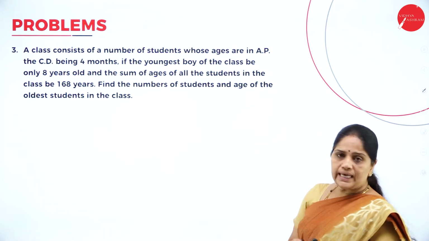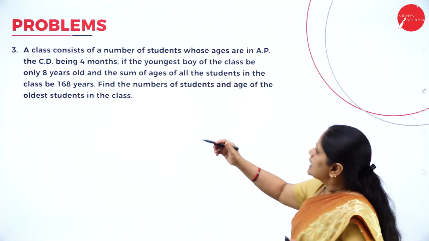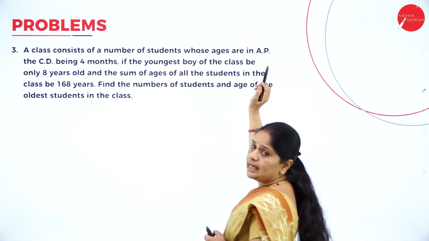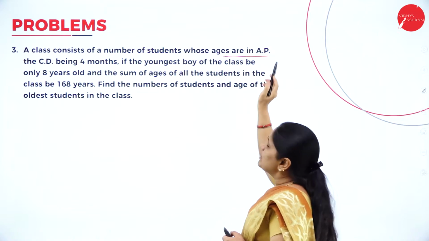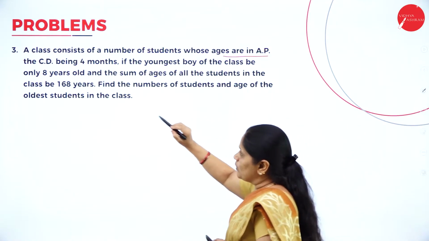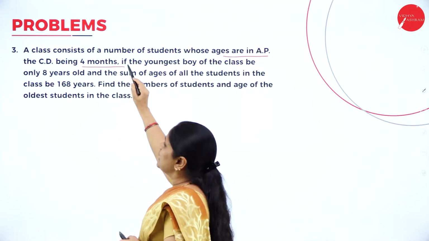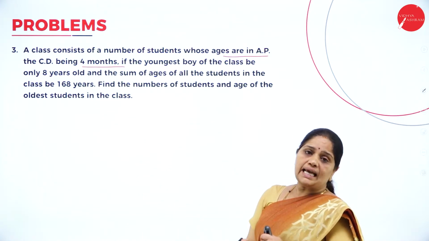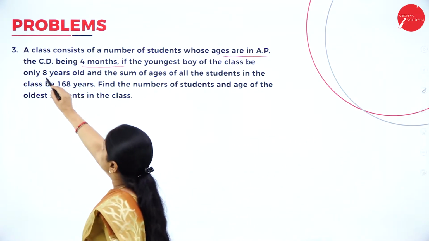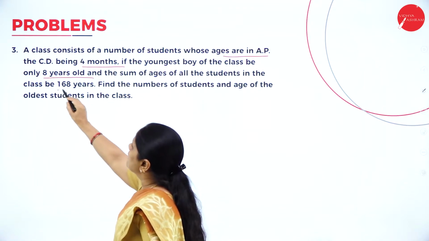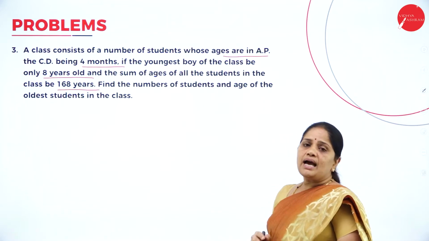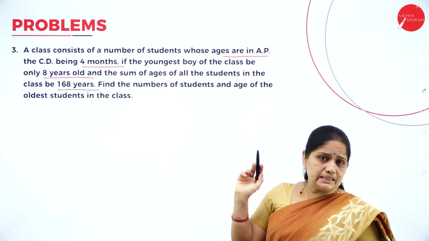Now we'll go to the next problem. A class consists of a number of students whose ages are in AP. So there are a number of students in the class and all the ages are in arithmetic progression, and the CD being 4 months. So the difference in age is 4 months. So if the youngest boy of the class is 8 years old and the sum of all the boys in the class is 168, find the number of students and the oldest student in the class.